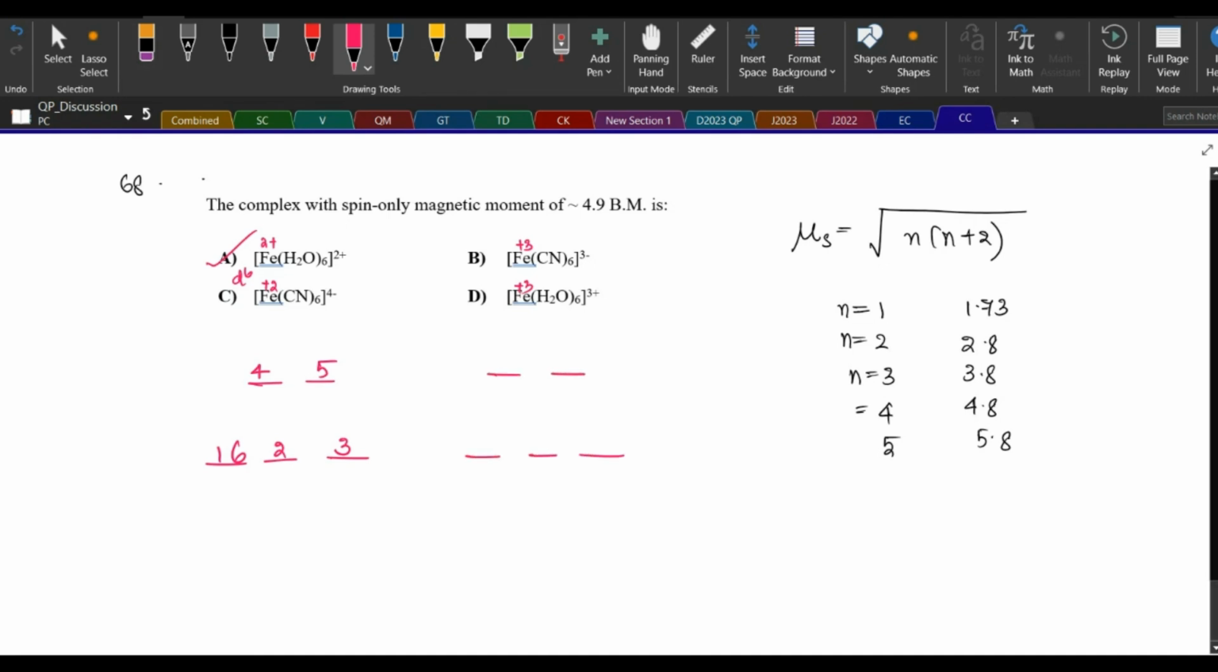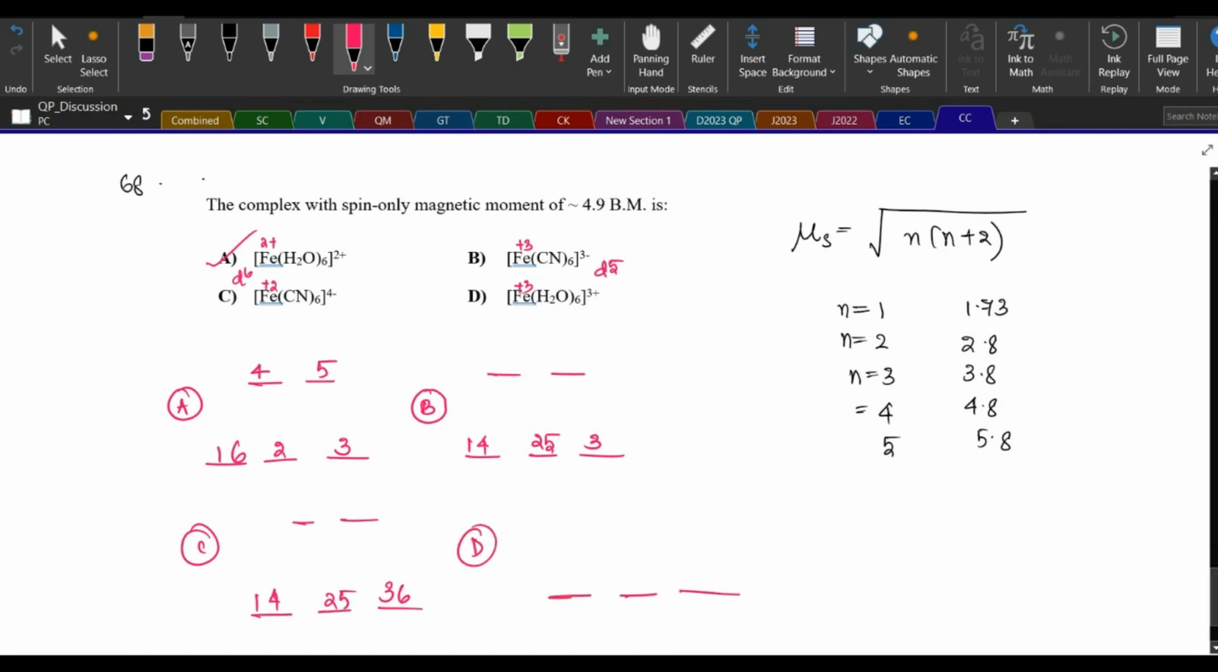So this is A. In B, iron +3 is a d5 system. But the ligand that has come along is cyanide. Cyanide is strong, okay? Since cyanide is strong, what will happen? The 4th electron won't be able to jump to the eg. Instead, it will get paired over here. So you have only 1 unpaired electron. Option C, it is cyanide itself, but the configuration is d6. So 1, 2, 3, and the fourth cannot go up, so 4, 5, 6 will get paired over here.